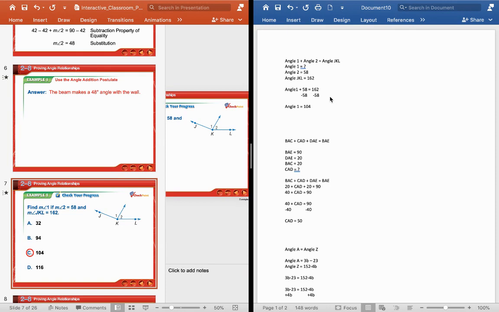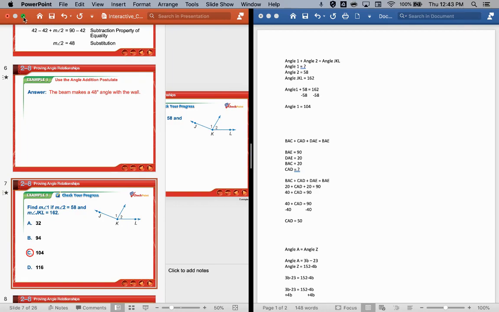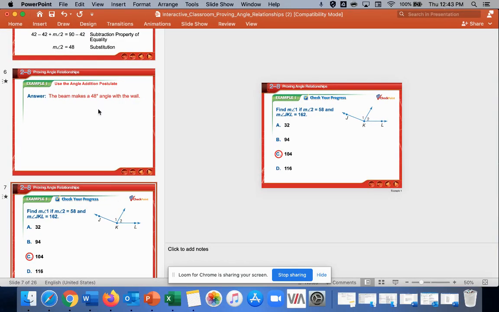I subtract 58 from both sides. 58 minus 58 comes out to 0, so angle 1 is left by itself. 162 minus 58 is going to be 104. And, yeah, that's what happened there on that one. All right, let's keep going.